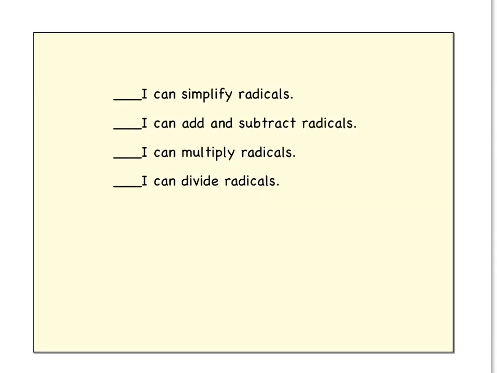Well, that wraps it up. Hopefully you can simplify radicals, add and subtract radicals, multiply radicals, and divide radicals.